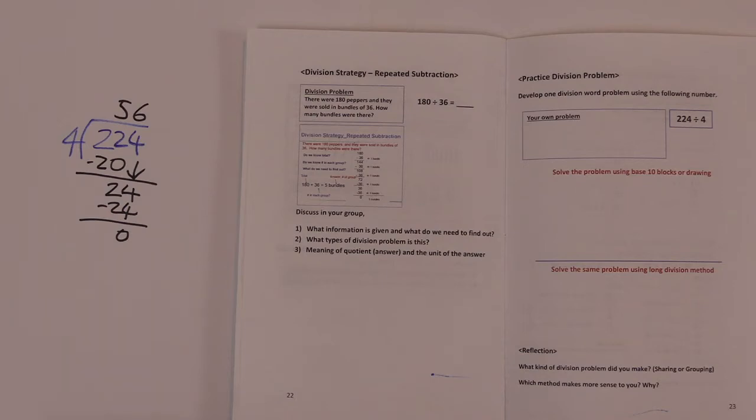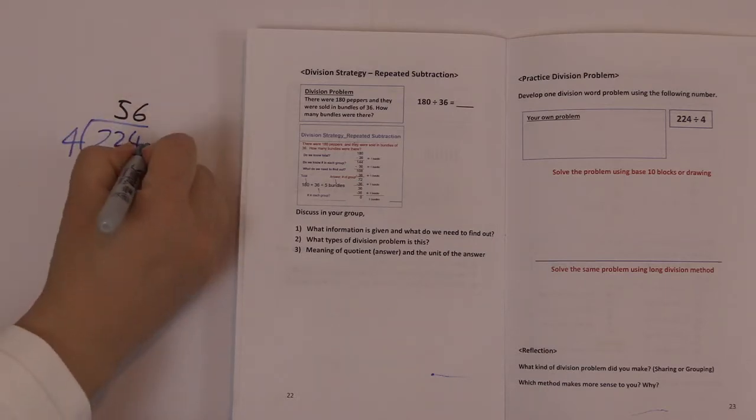Then I want you to think about the context in here. So think about the context. My problem is 224 marbles and I want to put them into 4 different bags. That's the first one in here. So think about that context. I have 224 marbles. This is a unit, marbles.